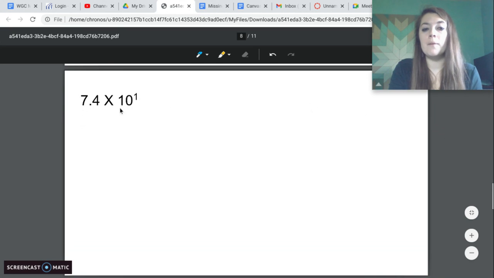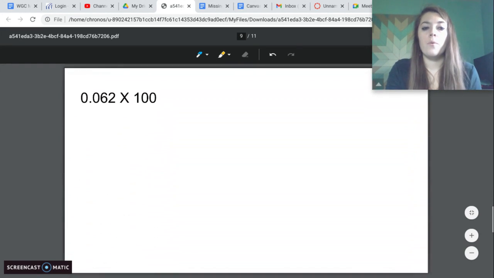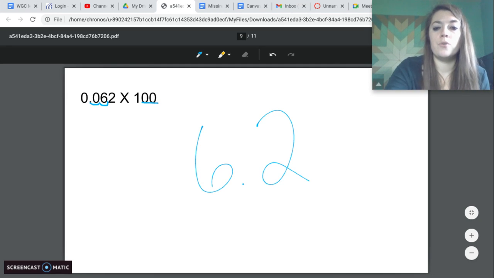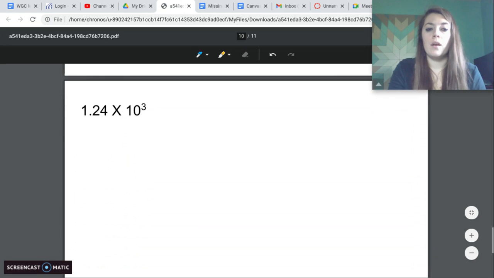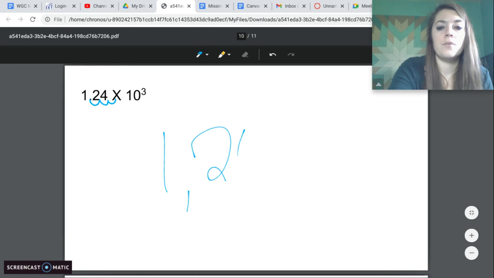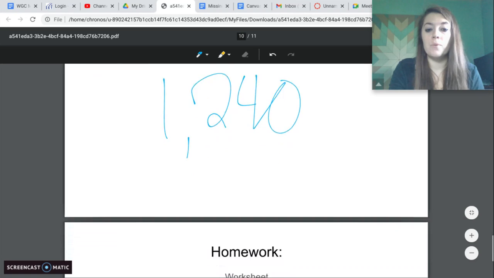All right, 7.4 times 10 to the first. So we move it once. So we end up with 74. We have 0.062 times 100. So we have 1, 2. So we move it twice. So we get 6.2. Here we have 1.24 times 10 to the third. We have a 3, which means we move it 3 times. So 1, 2, 3. So we get 1,240 because we have to add in a 0 because it went past the digits we had.